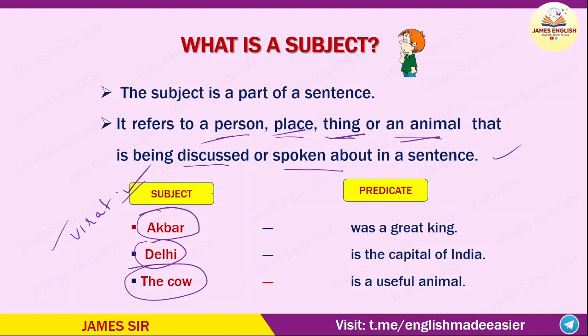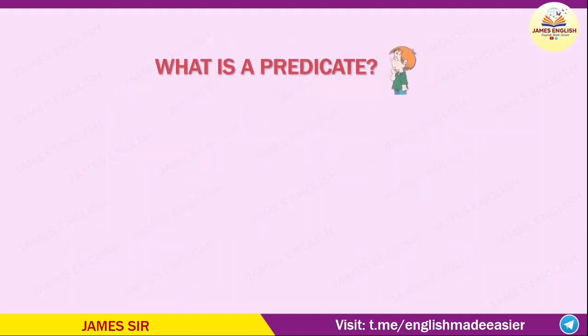That means the subject can be either a noun or a pronoun, but we should refer to them, we should talk about them, we should discuss them. Is it clear? What is the subject? Then let us move on to what is a predicate.